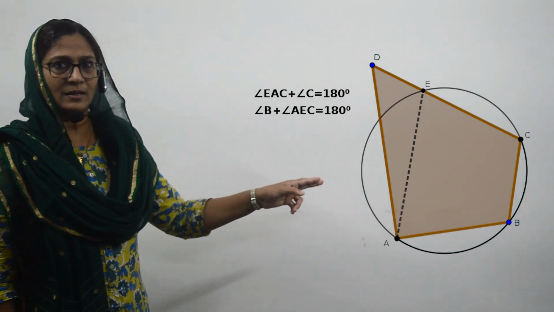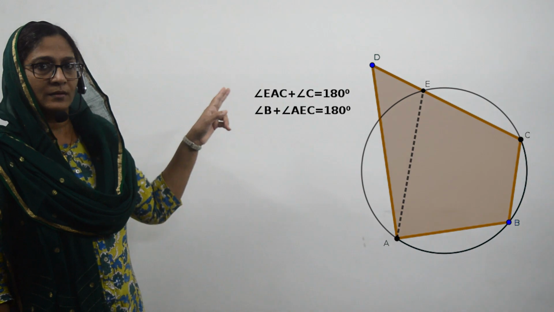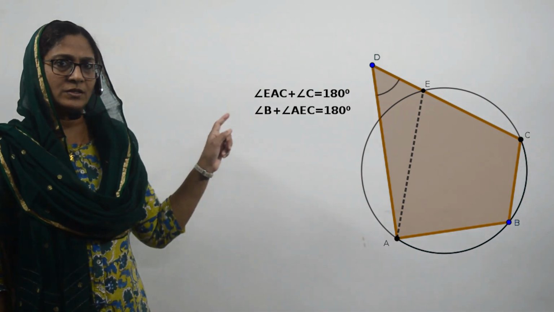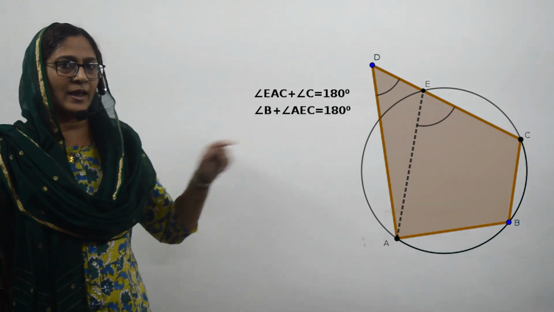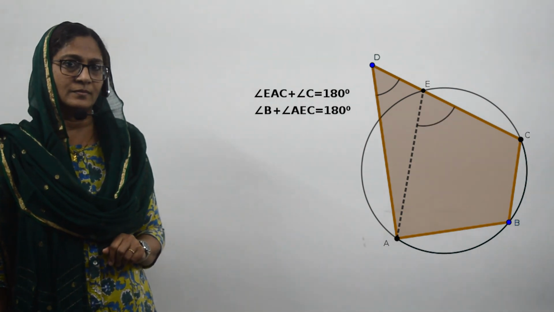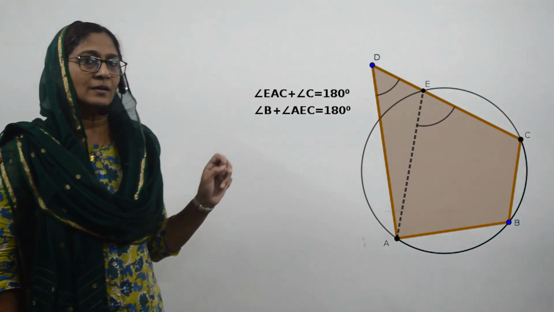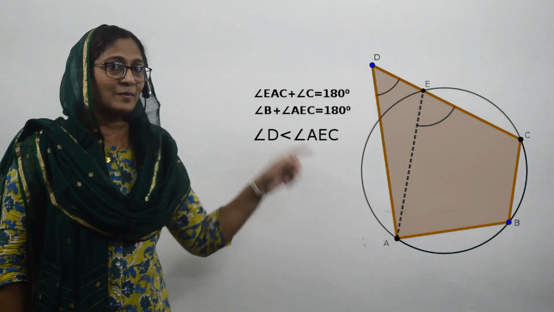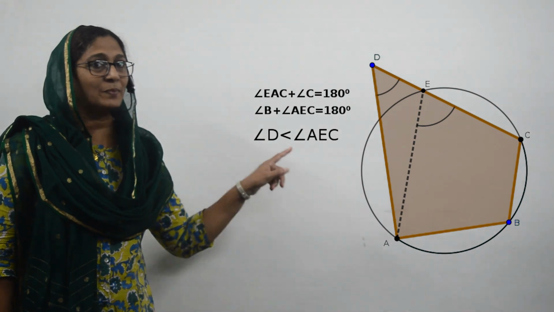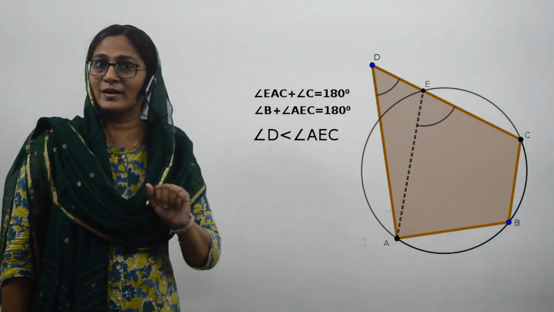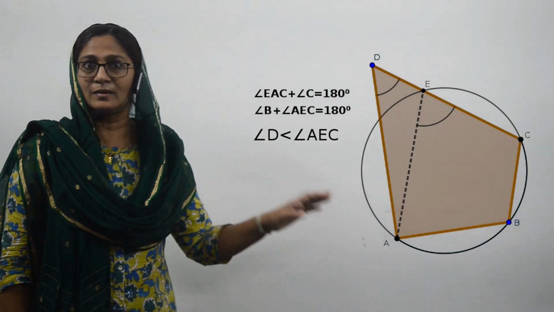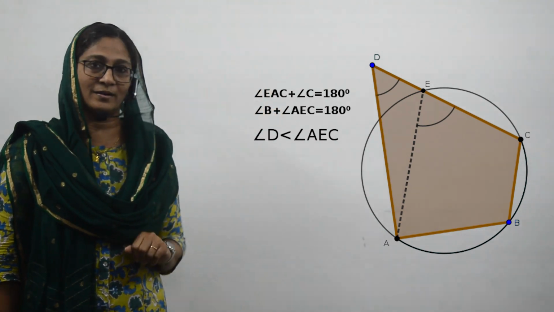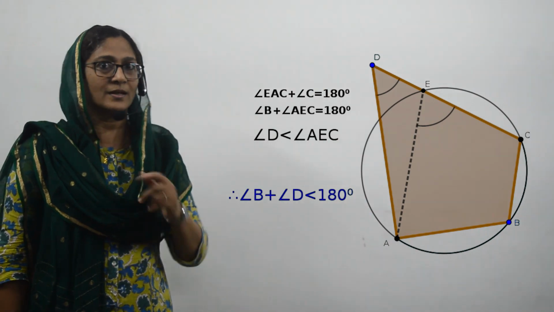Now look at our angle E and angle D. Isn't angle D smaller than angle E? Yes, angle D is smaller than angle E. So that means if angle B plus angle E is 180 degrees, angle B plus angle D will be surely less than 180 degrees. Isn't that so?